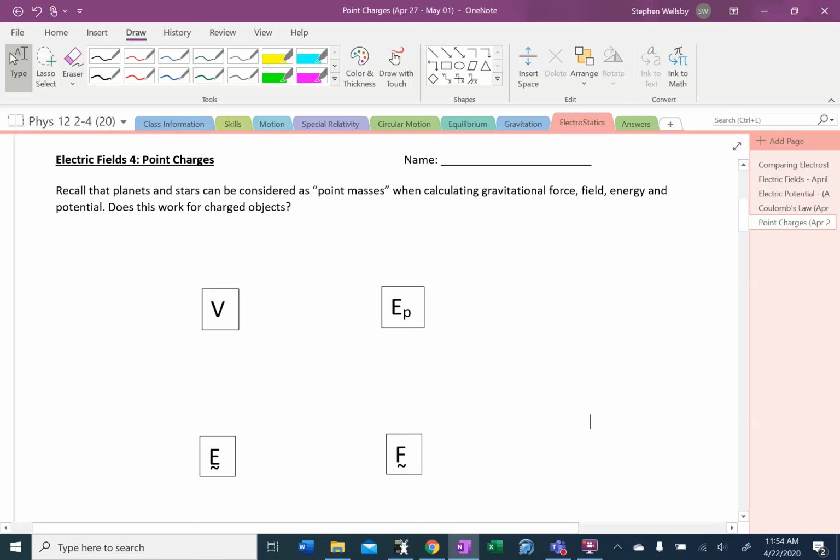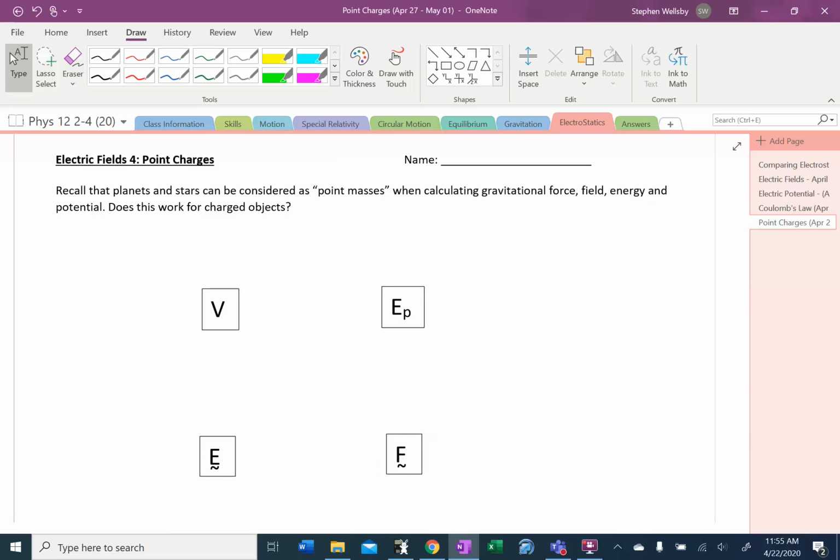Okay, welcome back, grade 12s, to electric fields number 4. And today we're going to be talking about point charges, and specifically we're going to be talking about point charges in terms of scalar quantities and vector quantities, and how we deal with both of them.